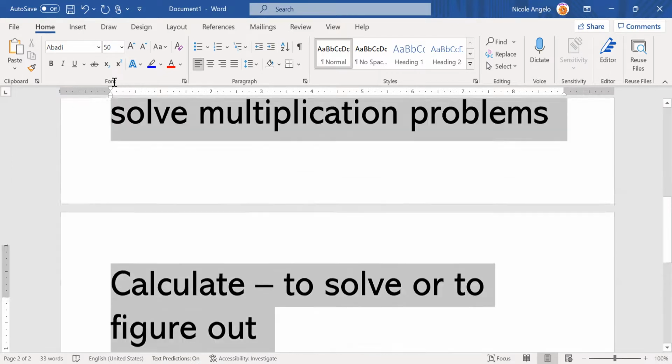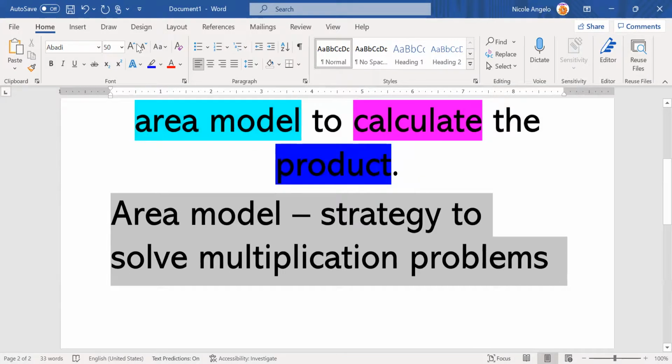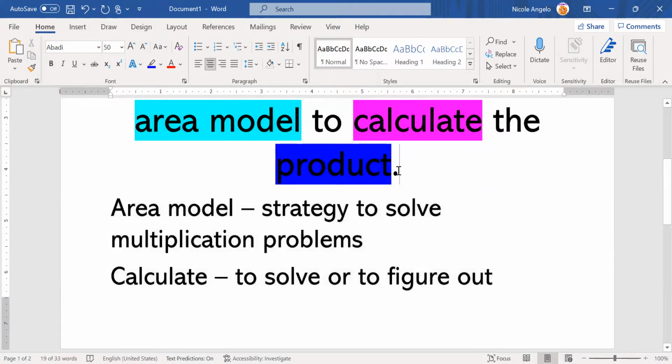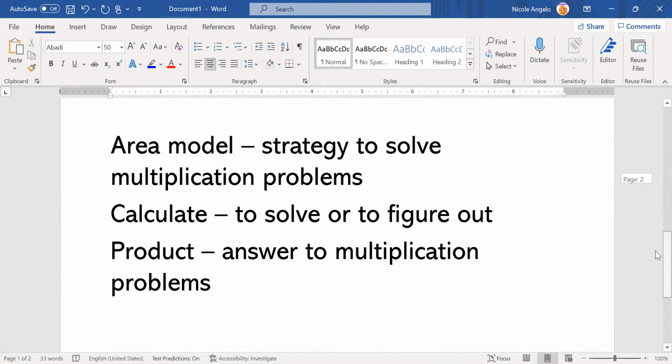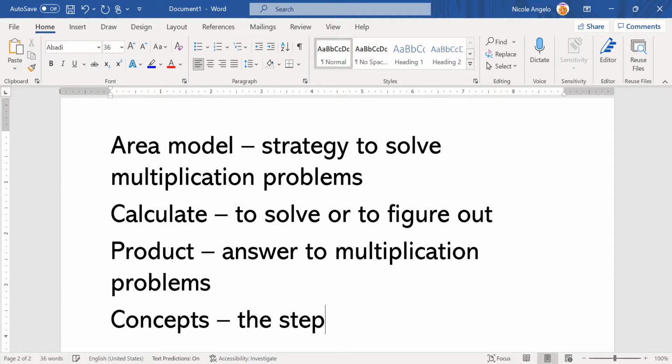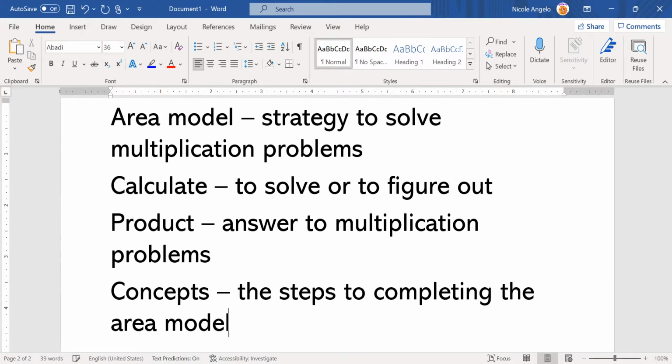So let's get all of our vocab on one sheet. So our vocab is area model, calculate, and products. And the last word is concepts. And concepts are the steps to the area model, the steps to completing the area model process.